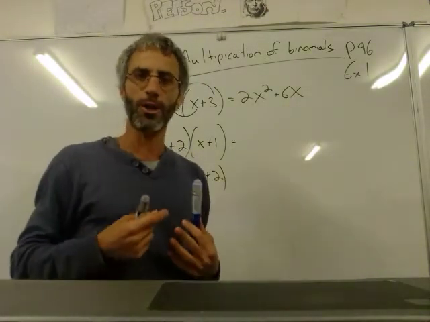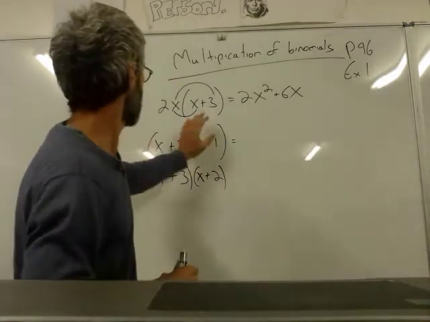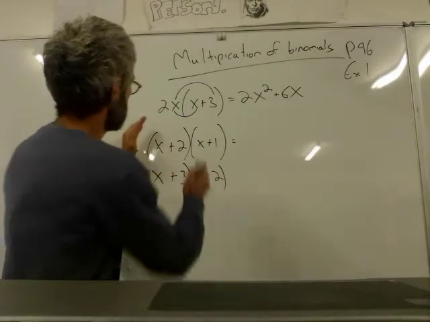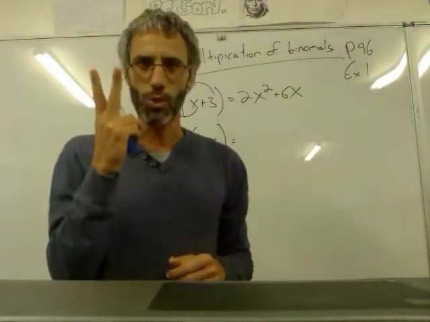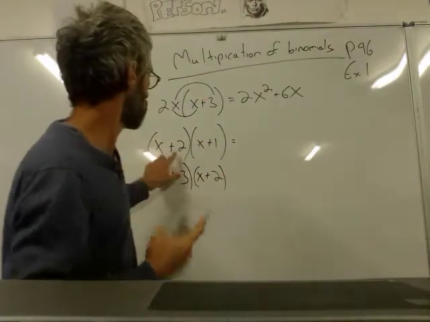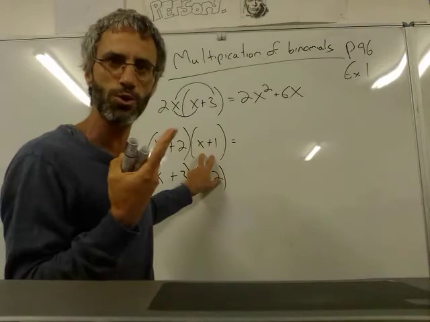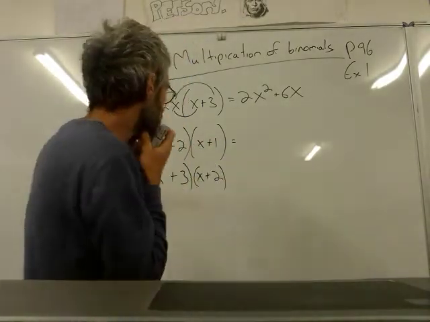Okay, now we're going to learn how to multiply binomials. What is a binomial? A binomial is an expression. This x plus 2 is a binomial. Bi means 2, so it's a polynomial that we learned last year with two terms. So x plus 2 is two terms. x plus 1 is also two terms. We're multiplying binomials. Okay, how would we do it?